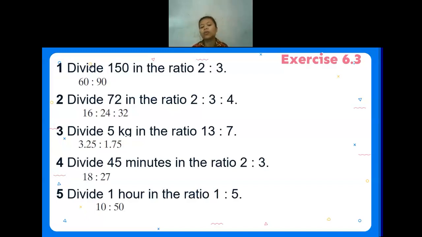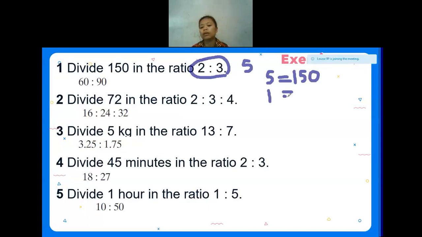Like for question 1, we have to divide 150 in the ratio 2 to 3. So here we need to find the total first. 2 and 3, the total is 5. So later we will have 5 is equal to 150. And then we can find the number 1. If 5 is equal to 150, later 1 will be equal to 30.